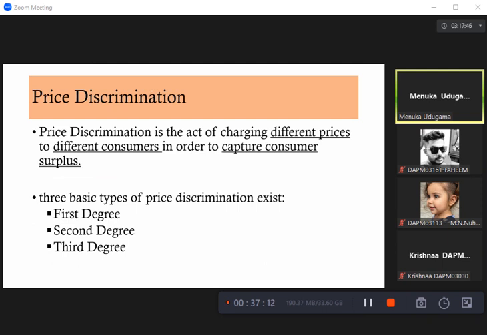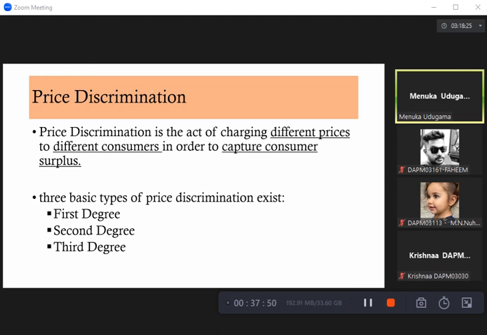Right. So in an imperfectly competitive market, like in a monopoly, for example, where the firm can determine or vary the price as they wish, you will see what we call price discrimination, right? So you will come across this term in other modules related to marketing, for example. Price discrimination is the act of charging different prices to different consumers in order to capture consumer surplus, isn't it? So we looked at consumer surplus on the first day.